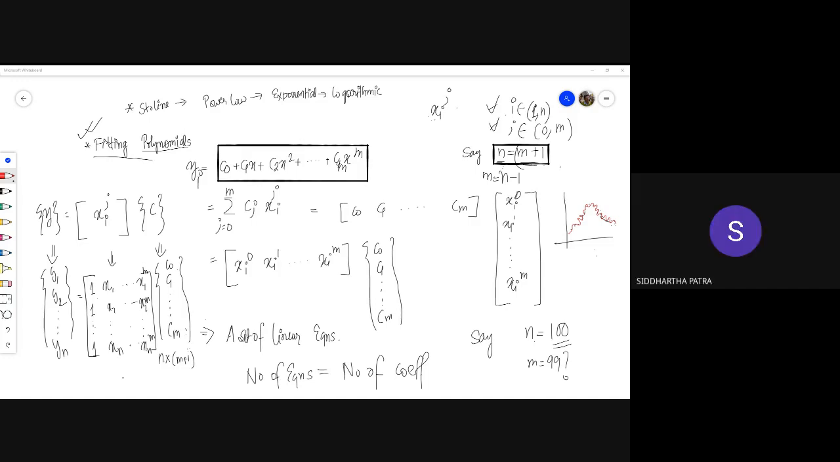Okay. I am not sure whether you are getting the point. You don't have any control over n. N is the experimental data that is there. That is just there. All you have control over is the order of the polynomial. And that doesn't mean that if you have 100 data points, you get to take m equals 99. That is insane.